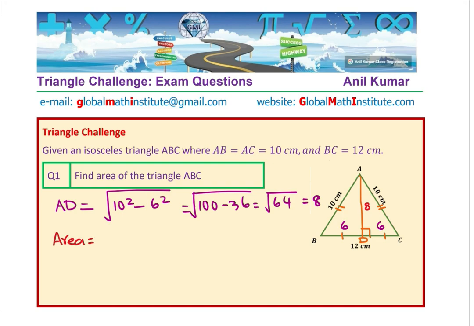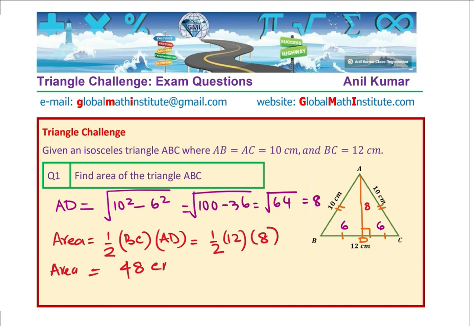So area will be half of base, which is BC, times AD, the altitude, which in this case is half of 12 times 8, right? So 6 times 8, we get area as 48 unit square, which is centimeter square in this particular case, correct? 6 times 8, 48 centimeters square is the area of this particular triangle.